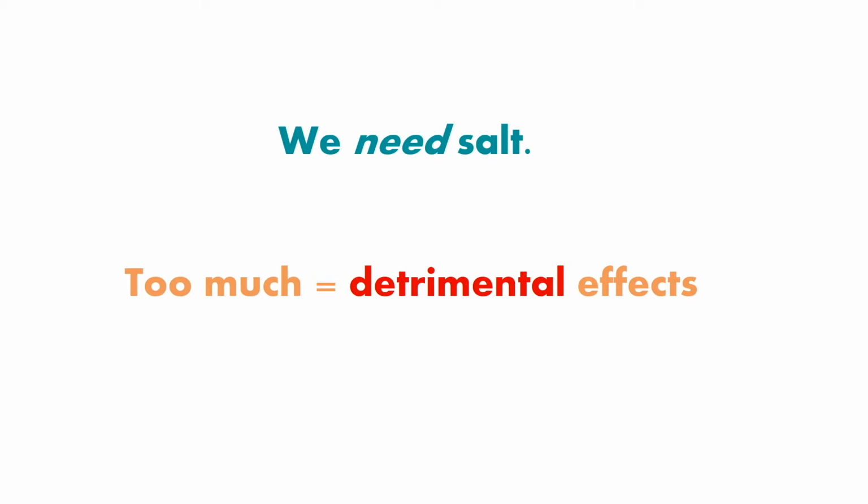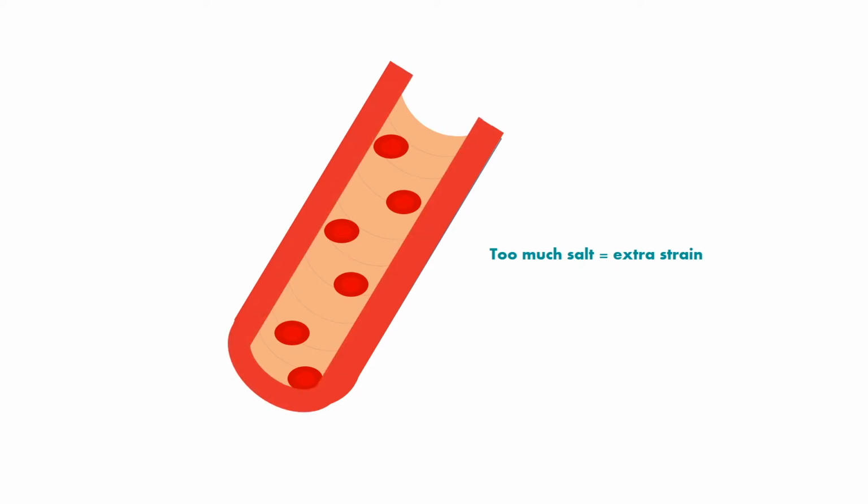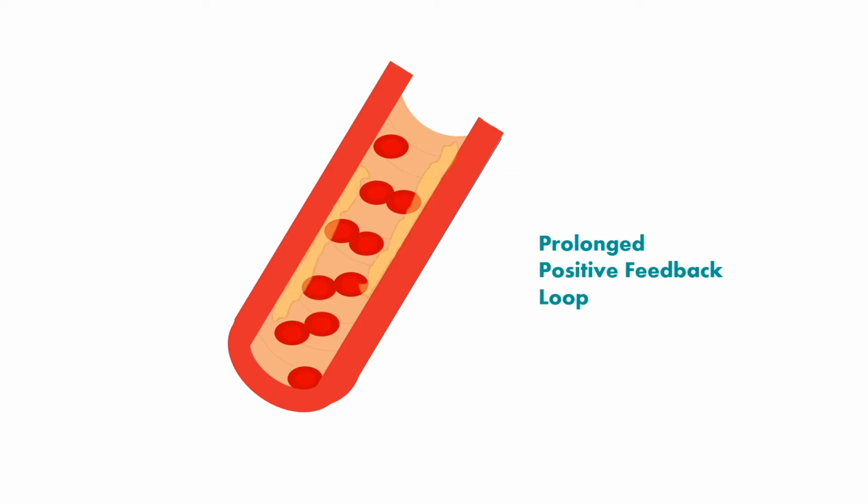So all in all, we need salt in order for our kidneys to do their jobs, but too much can have detrimental effects. Also, by ingesting too much salt, the higher blood pressure puts extra strain on the inside of the arteries. This causes the artery walls to thicken, thus decreasing the space inside the artery, which further increases the blood pressure. This prolonged positive feedback loop can cause arteries to clog up or even burst.